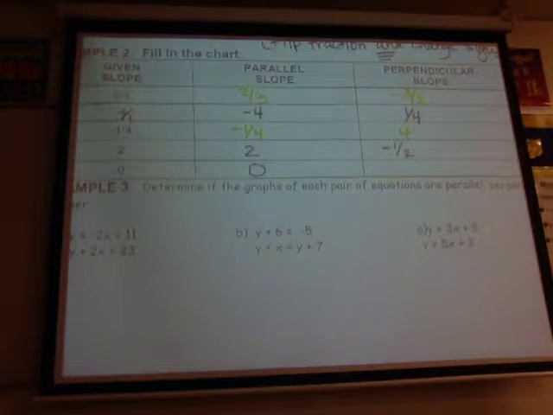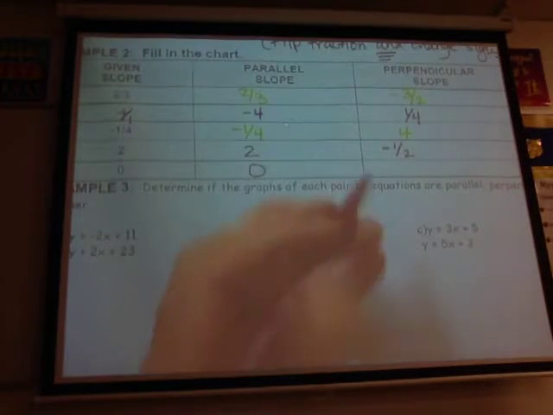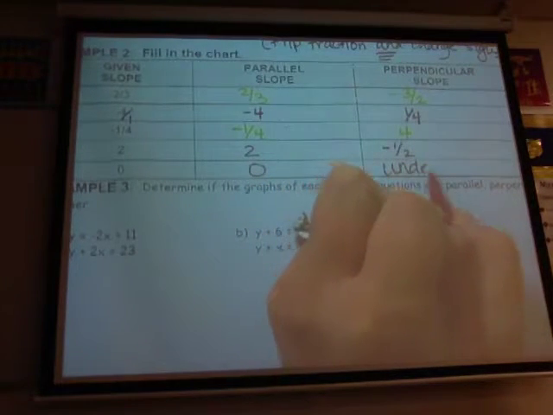Show me with your hands what 0's slope looks like. Zero's like this. It's flat. You can walk on it. Okay? Now, what's the opposite of horizontal? Vertical. And what's the slope of this line? Undefined. So the opposite of a 0 slope, perpendicular, is undefined.